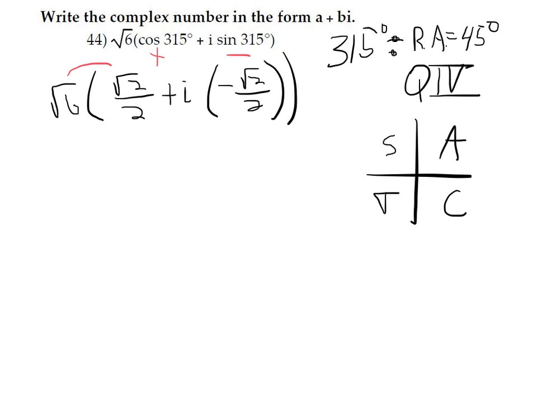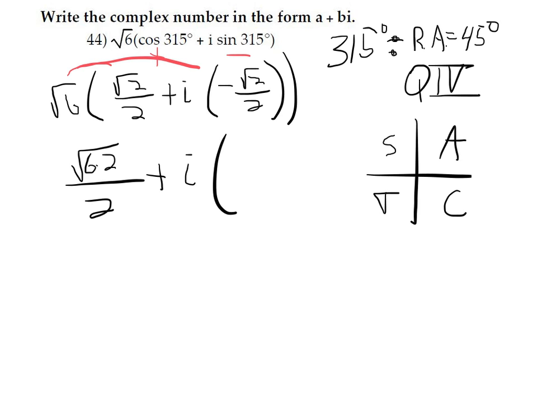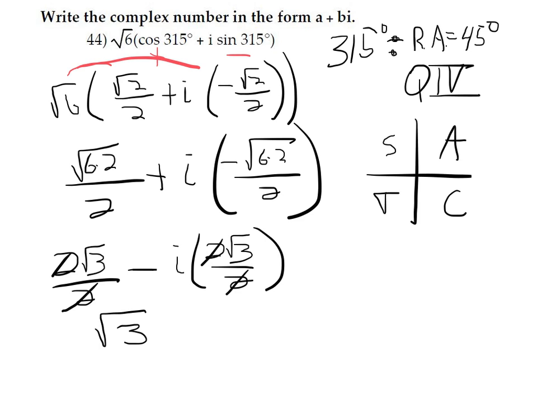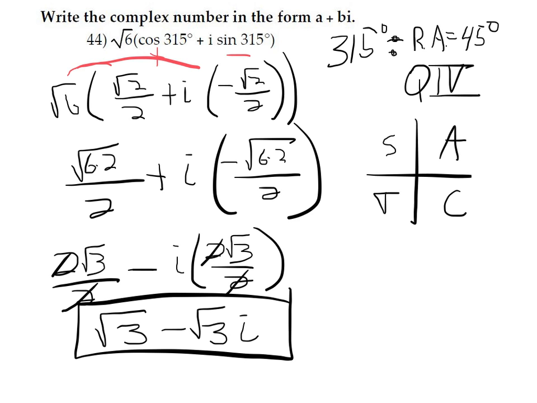Now we distribute the square root of 6, and we have the square root of 6 times 2 over 2 plus i times the negative square root of 6 times 2 over 2. We can reduce the square root of 12. This is 2 square root of 3 over 2. Let's change this to minus now. i times, same thing, 2 square root of 3 over 2, sorry. And the 2's cancel, giving us our final answer, square root of 3 minus square root of 3 i. That is our complex number in standard form.